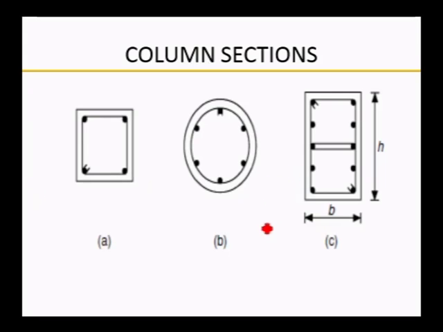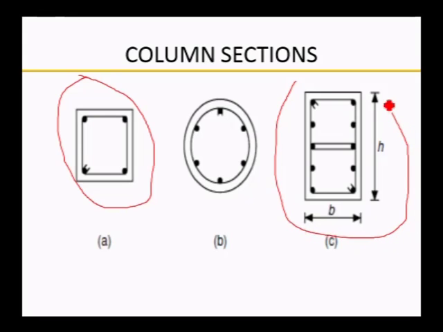These are a few of the column sections which we are going to discuss in RCC. Column sections may even be T sections, I sections, but particularly related to our subject, we are designing the columns. This is a square column, rectangular column, and then circular column. These three types of columns we are going to design in RCC. Even columns may have other different shapes according to the suitability of the site.